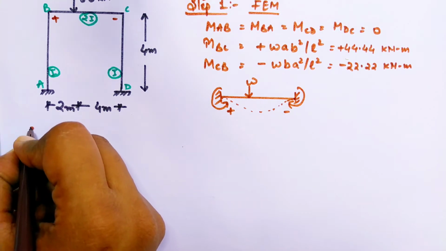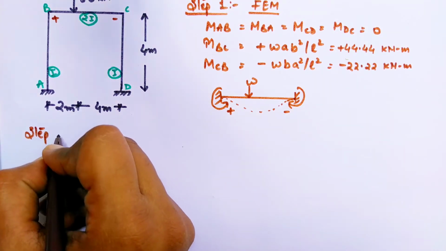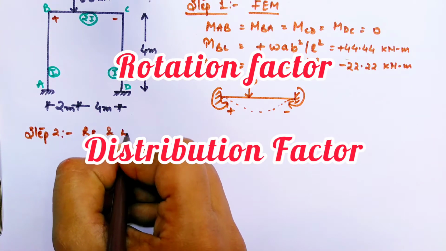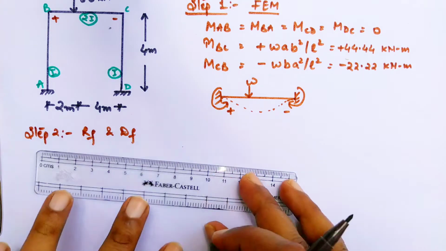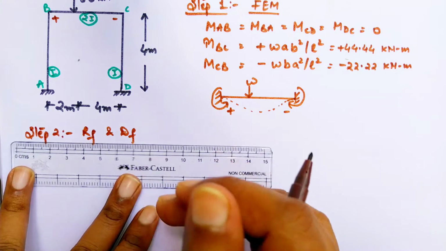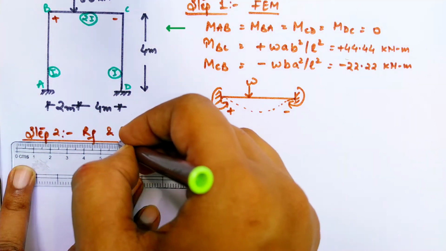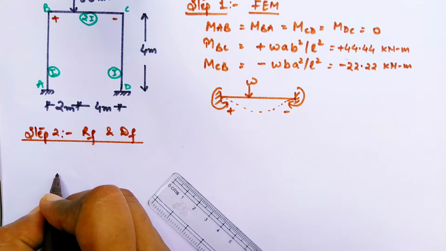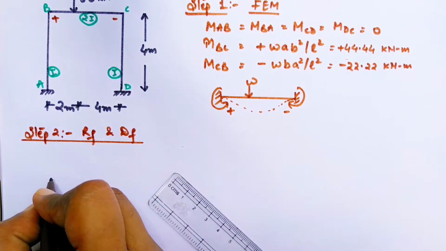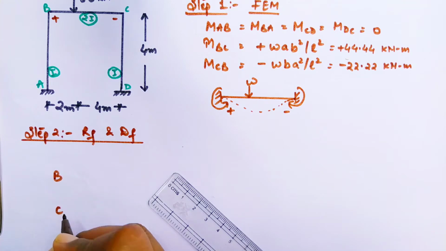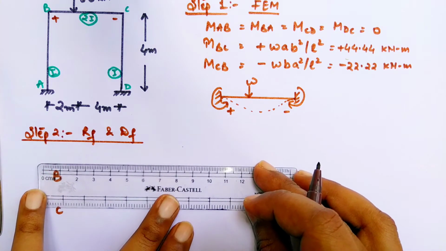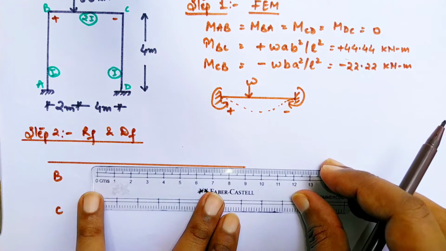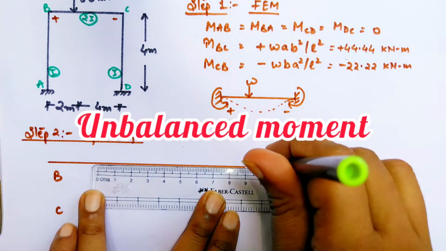Now we are coming on to step number 2. In step number 2 we have rotation factor and distribution factor. So in this frame we have 4 joints A, B, C, D, in which B is connected to 2 members and C is also connected to 2 members. So what we are going to do is find out the distribution factor. What is a distribution factor? Distribution factor is a factor which decides which member will be taking what amount of the unbalanced moment.